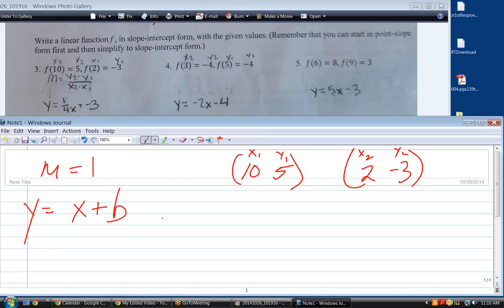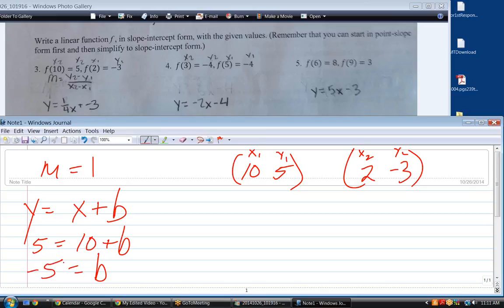You can pick either point, whichever is going to make the math easier. So we could probably do 5. Okay, so 5 equals 10 plus b. What does b equal? B is equal to 5. No, it's 5 minus 10. Oh, my bad. Minus 5.